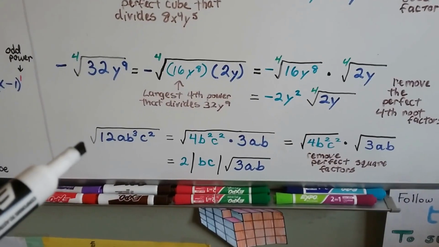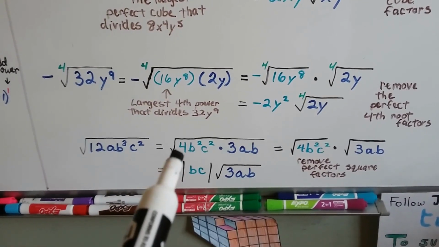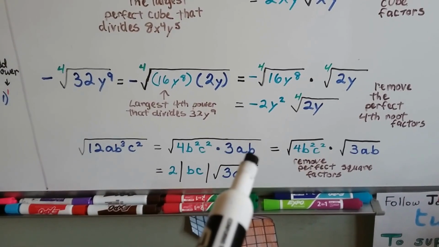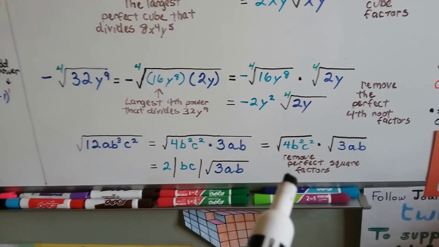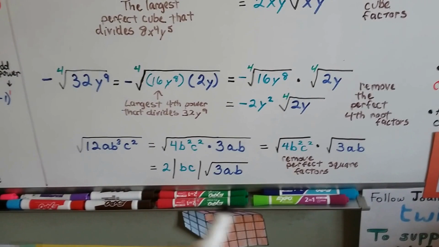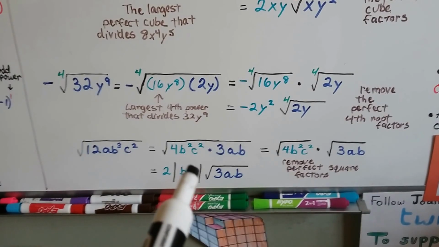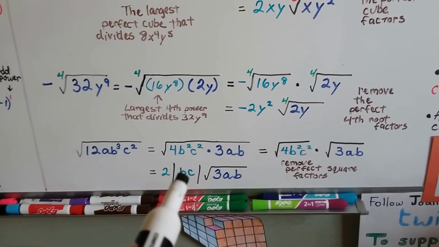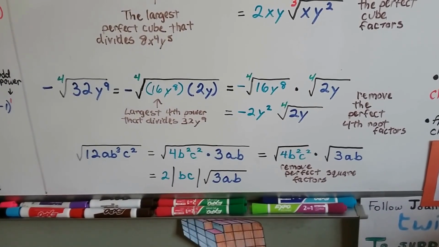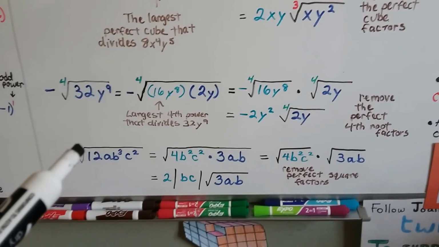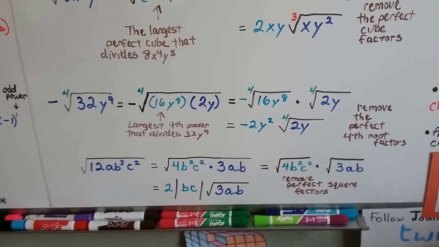Here's one last one. We've got the square root of 12ab cubed c squared, which can be split into the square root of 4b squared c squared times 3ab. Put them underneath their own radical symbols. That'll help our eyes a little bit. We'll remove that perfect square factor, this 4b squared c squared. And because this is going to be to the 1st power, we're going to put them inside of absolute value bars. We've got 2 times b times c, 2bc, times the square root of 3ab. See? So we went from an even root, because there's an invisible 2 there, isn't there? To an odd exponent, we use the absolute value bars.